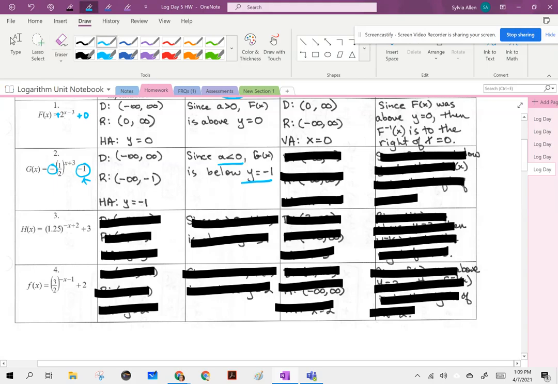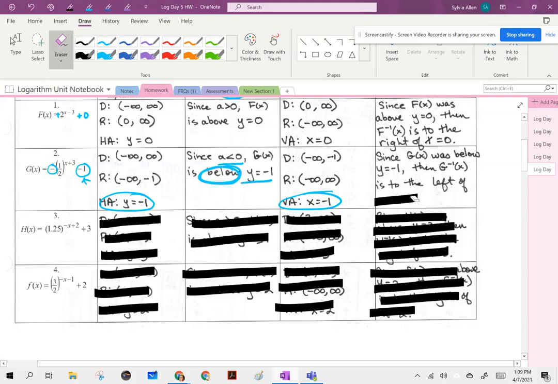Okay, now we're switching, right? This column is about the domain and range of the inverse, right? So if the horizontal asymptote is y equals -1, the vertical asymptote is x equals -1. Since this is below, the inverse is going to be to the left. Okay. All right, number 3, answer those questions.